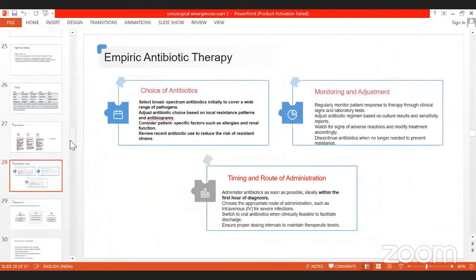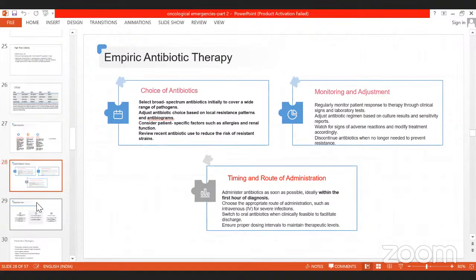And we give some empirical antibiotic therapy. Empirical antibiotic therapy is a broad spectrum antibiotic which we give initially, and the antibiotic choice is based on local resistance pattern and antibiograms. And after that, we also choose the route of administration, within the first hour of diagnosis. We need to give the antibiotics and choose the appropriate route of administration like IV for severe infections, and then later on we can switch to the oral antibiotics.